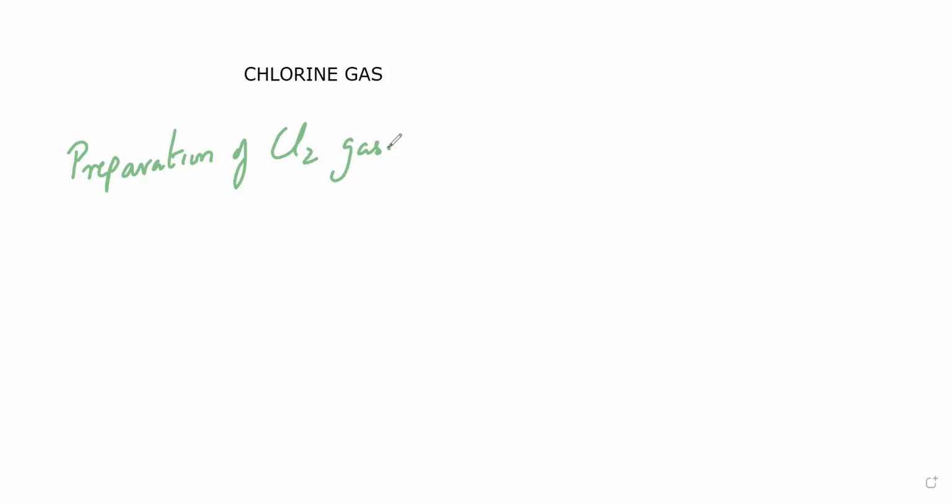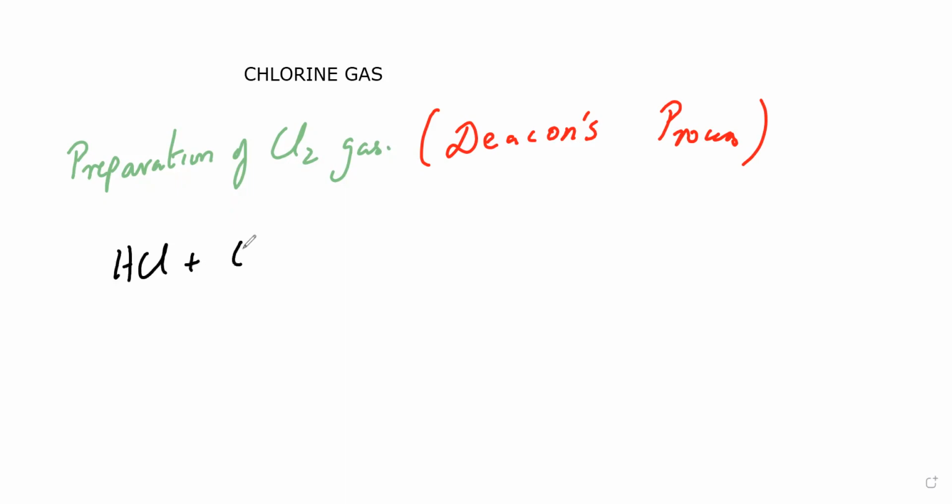So mainly we prepare chlorine gas by a process called Deacon's process. It's a very simple process. We just treat HCl with oxygen in the presence of CuCl2 as a catalyst, and then we heat it.